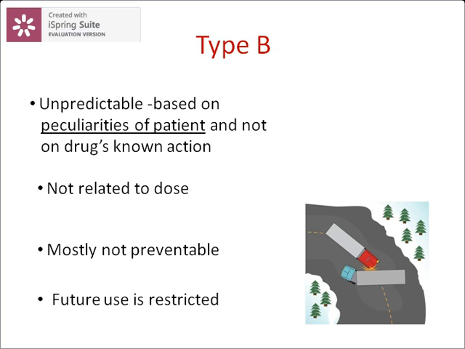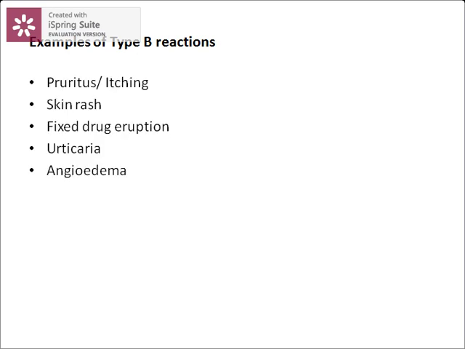Examples of type B reactions: all sorts of allergic reactions are considered bizarre type of reactions. They are less common and usually more serious as compared to type A reactions. Let's see some examples of type B reactions. As I have said previously, all sorts of allergic reactions and idiosyncratic reactions are bizarre type of reactions. Pruritus or itching, skin rash, fixed drug eruption, urticaria and angioedema are the commonly seen allergic reactions.